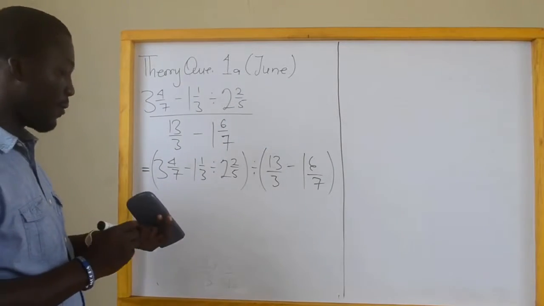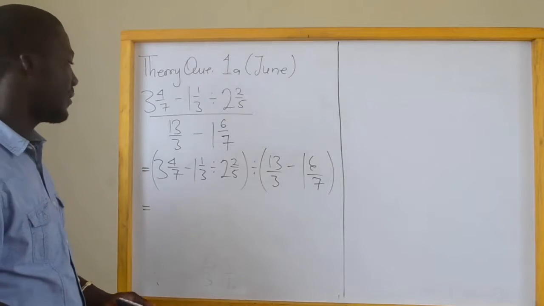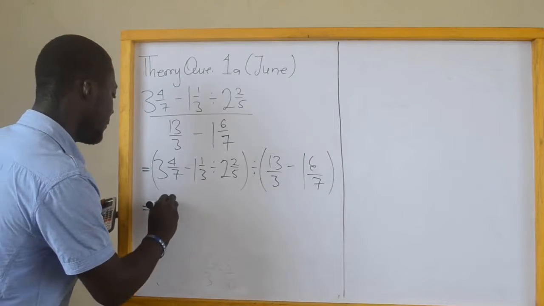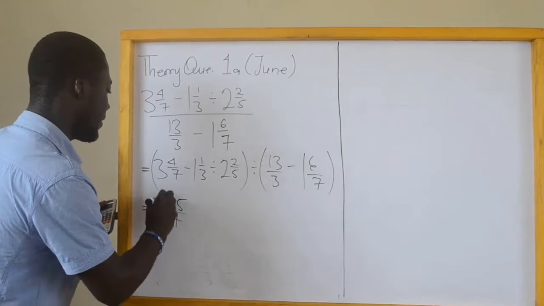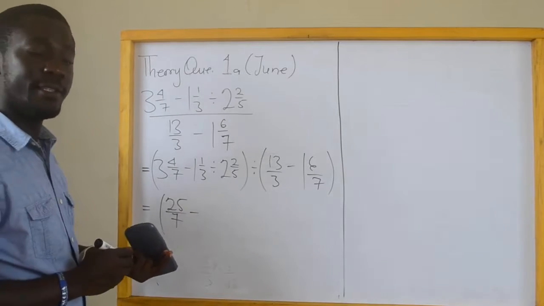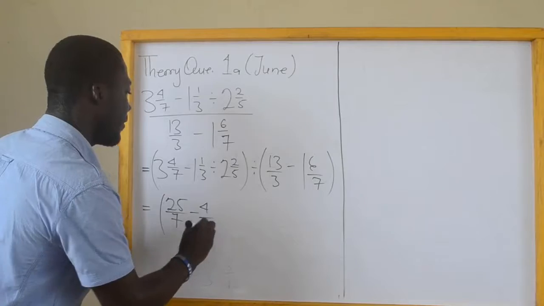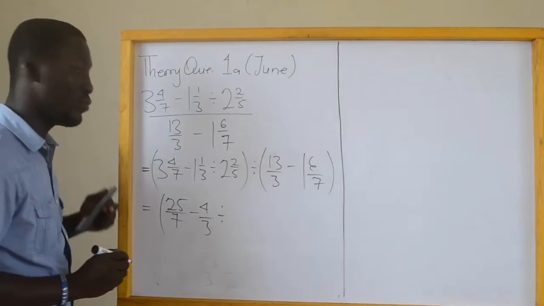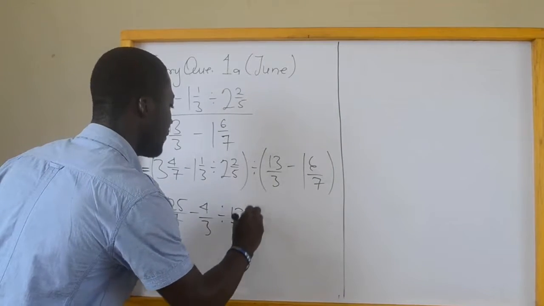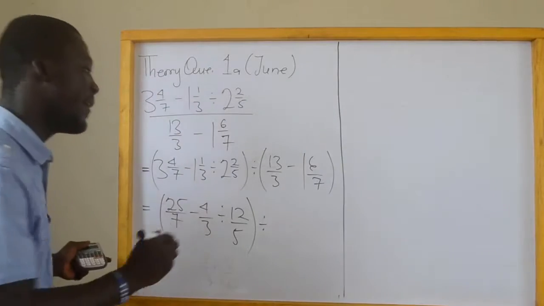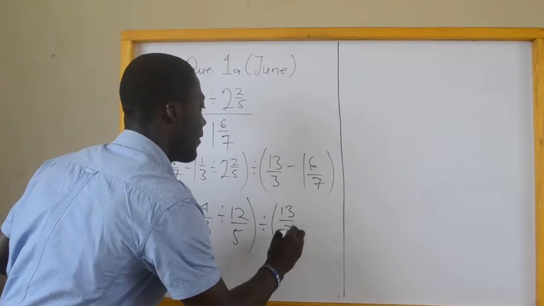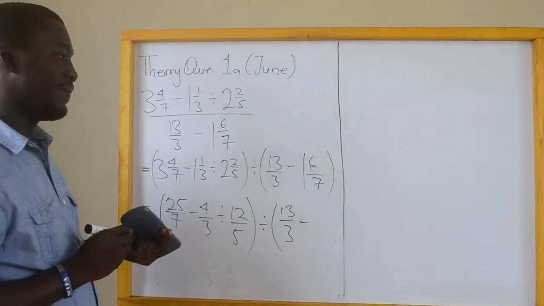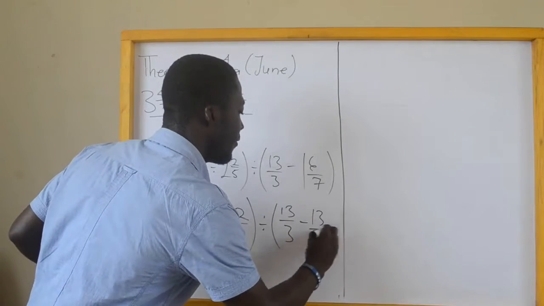And next step, we are going to convert the mixed fractions to improper fractions. 3 times 7 is 21 plus 4, 25/7, minus 3 times 1 is 3 plus 1, 4/3, divided by 2 times 5 is 10 plus 2, 12/5. So we bring our division sign. 13/3 minus 1 times 7 is 7 plus 6, 13/7.